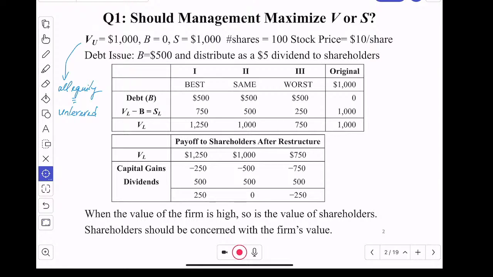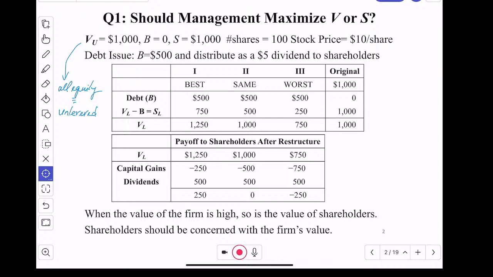And in the worst case, imagine that the value of the firm drops to 750. In this case, we compute that equity would have to be, so all I'm doing, this equation, you see, where does this equation come from? It's because B plus S must be V. I'm using that property there. So V is equal to B plus S. So I'm using it to solve for the value of equity.